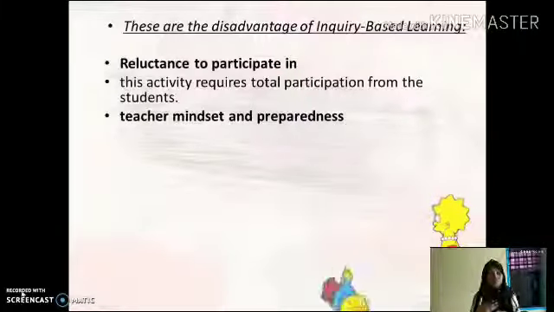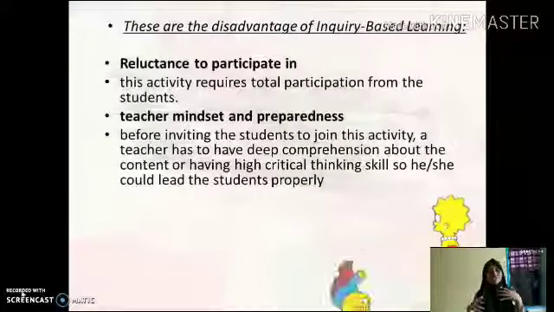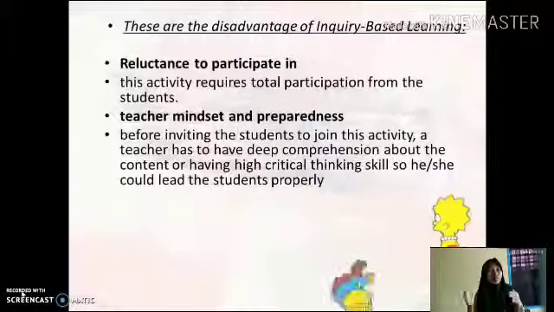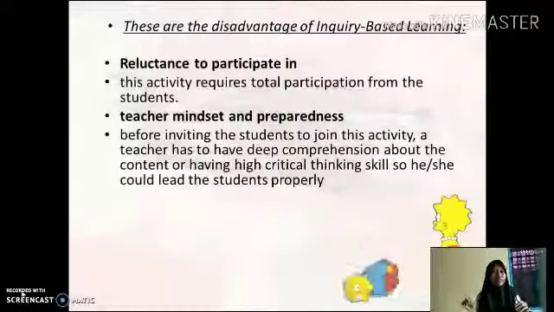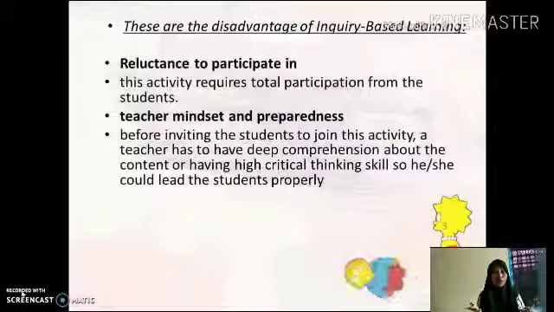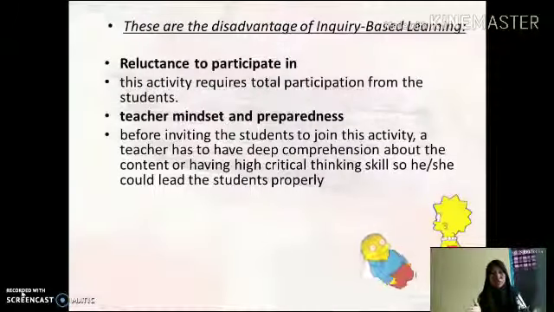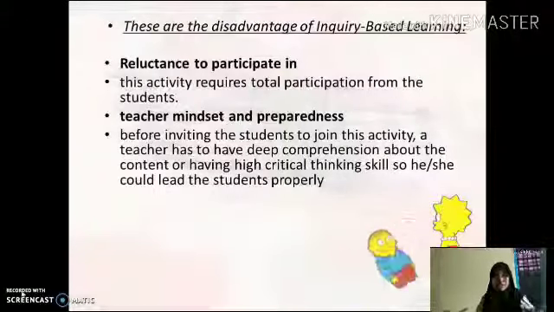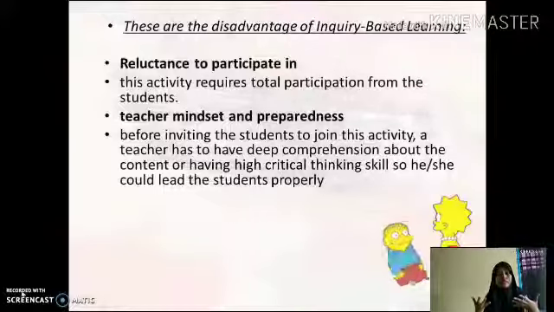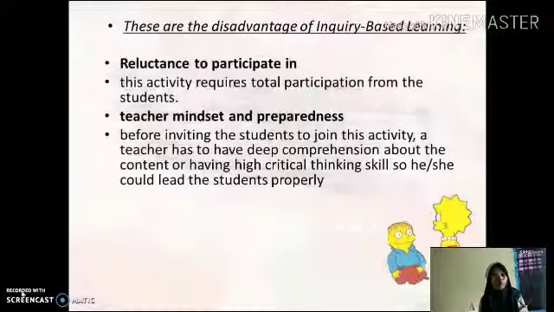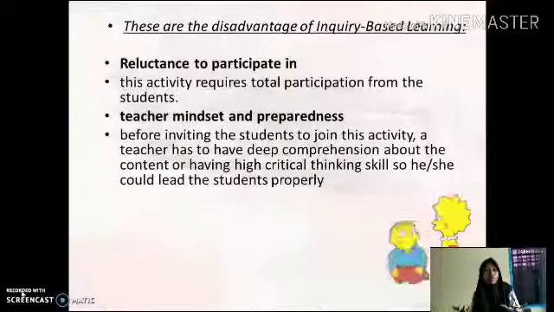Before inviting the students to join this activity, the teacher has to have deep comprehension and high critical thinking skills, so she or he could lead the students properly. When the teacher is not even ready for the content or this learning technique, it will create such a disconnect and lead the students to be more unprepared too.